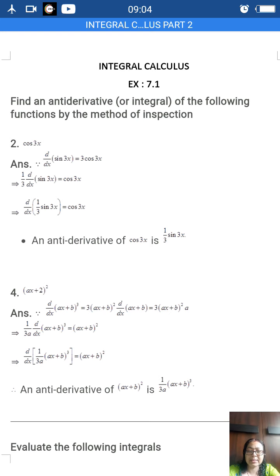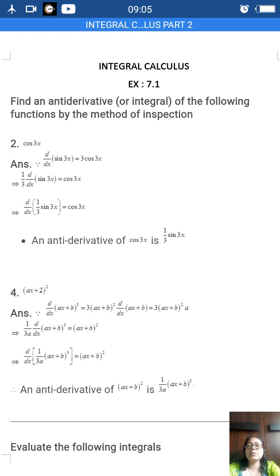Before also I have discussed, once more I am explaining. Suppose the derivative of x cube is 3x square. The derivative of x cube plus something or minus something is also 3x square. So the antiderivative of 3x square is x to the power 3 plus or minus something, so plus c. This is called the antiderivative. The integration is called the antiderivative.